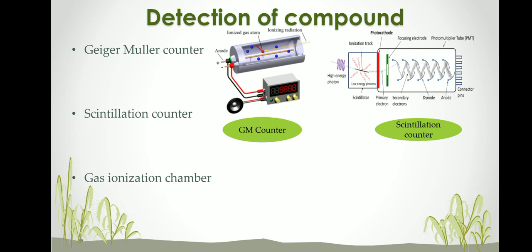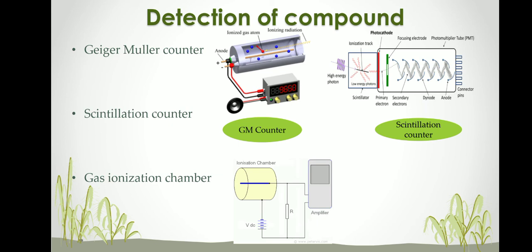Then third one is gas ionization chamber. A gas ionization chamber consists of two electrodes within a closed gas space, with a window through which the ionization radiation passes.